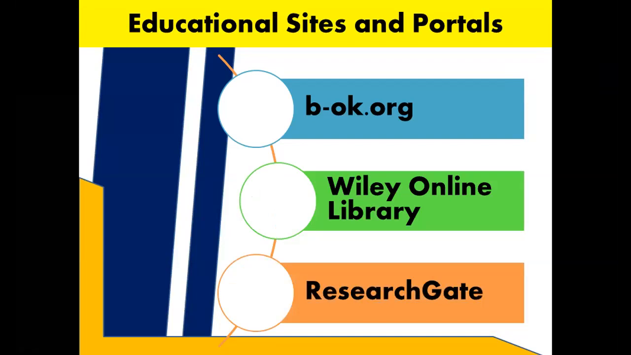Actually, for b-ok.org, most of the materials there are books, hard-bound. For the WOL library, most of the materials are articles and journals. And of course, for ResearchGate, most of the materials are journals and articles, products of researches. All right, so these are just very few.